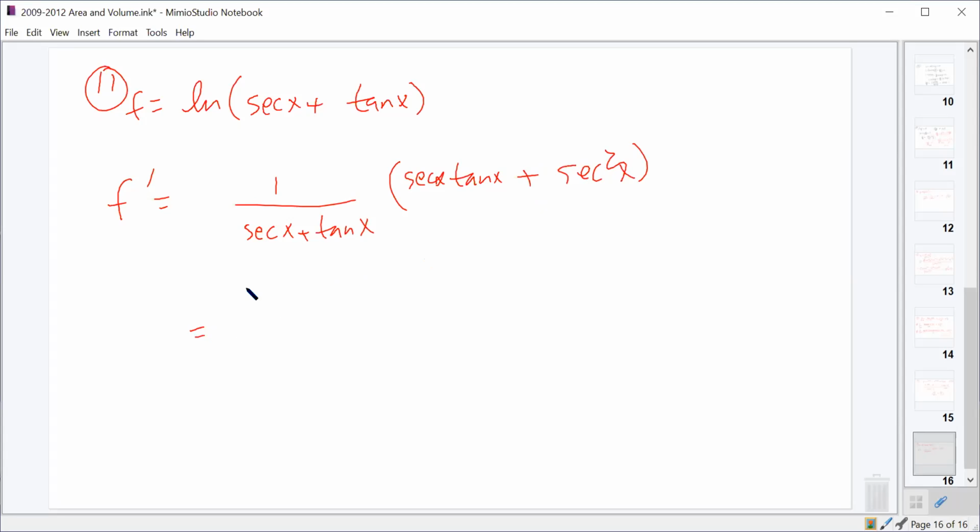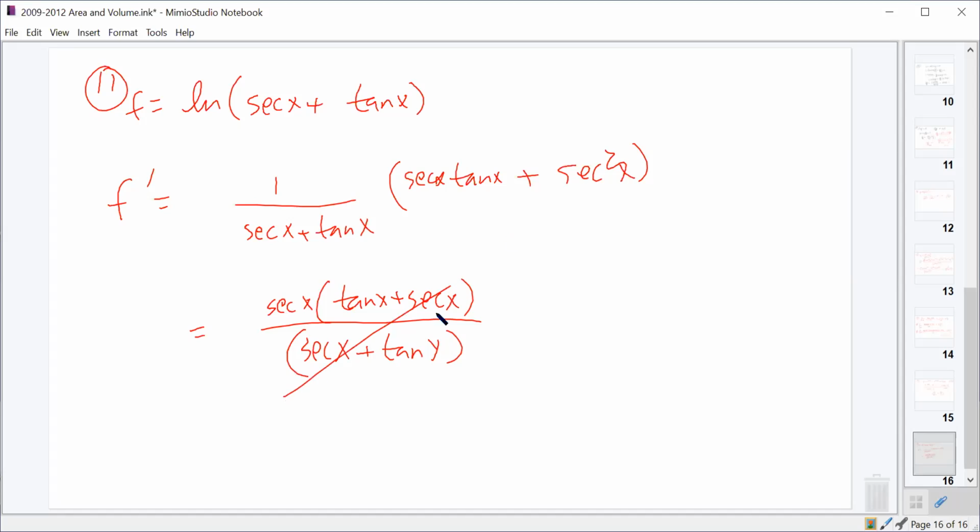Yeah, so this is a pretty standard derivative that pops up a lot, because oftentimes we need to figure out the integral of secant x, and this is how we do it. But that's a separate point. So we can take the secant x out of the numerator, leaving us with tangent x plus secant x over secant x plus tangent x. And those will cancel, leaving us with just secant x. Is that good for number 11 there? Choice A? Everyone good with that?